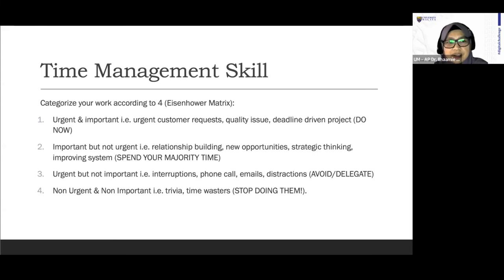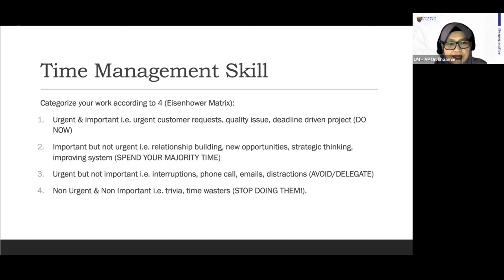Which is firstly urgent and important. For example, attending to urgent customer requests, if there is any quality issue, a deadline-driven project. So this one, you have to do now. You cannot postpone. Do not procrastinate.